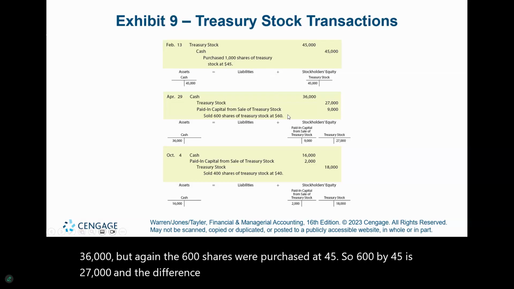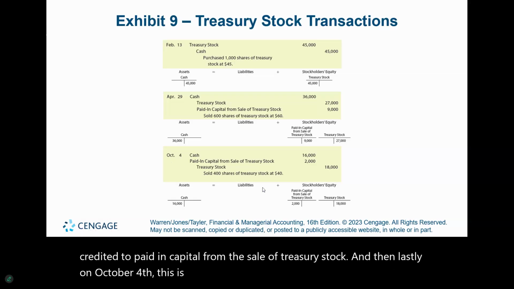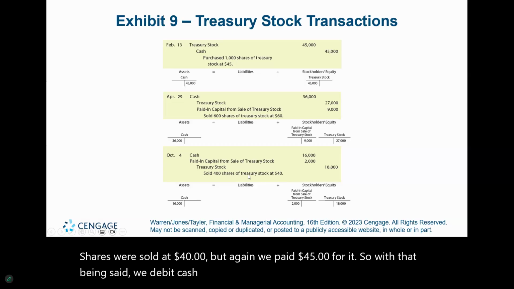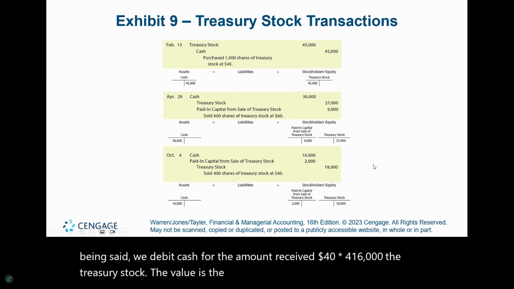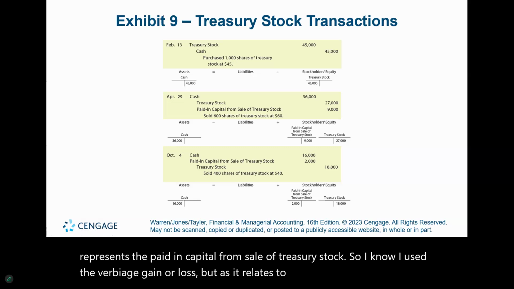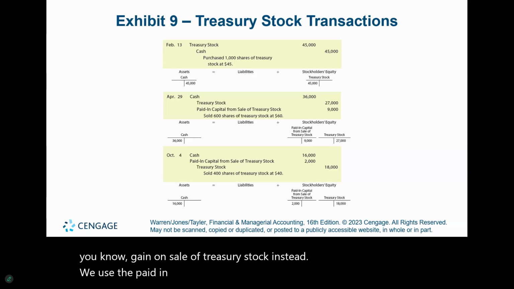But again, the 600 shares were purchased at 45. So 600 by 45 is 27,000. And the difference between the 45 and the 60, that amount is credited to paid in capital from the sale of treasury stock. And then lastly, on October 4th, this is where we sold it for less than we purchased it. So the remaining 400 shares were sold at $40. But again, we paid $45 for it. So with that being said, we debit cash for the amount received, $40 multiplied by 400, 16,000. The treasury stock, the value is the $45 times 400 shares, and the difference represents the paid in capital from sale of treasury stock. So I know I used the verbiage gain or loss, but as it relates to treasury stock, we don't credit gain on sale of treasury stock. Instead, we use the paid in capital from sale of treasury stock to record either the gain or the loss.